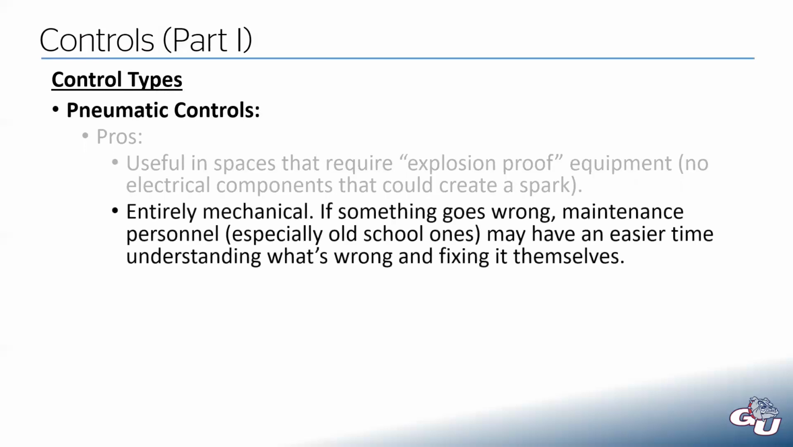And because it's entirely mechanical, if something goes wrong, maintenance people might have an easier time understanding what's wrong. A lot of the old school HVAC technicians still aren't really on board with the newer control options, but they can look at an old pneumatic system, and because it's all mechanical, they can work their way through where is my problem. So they might have an easier time figuring out what's wrong.